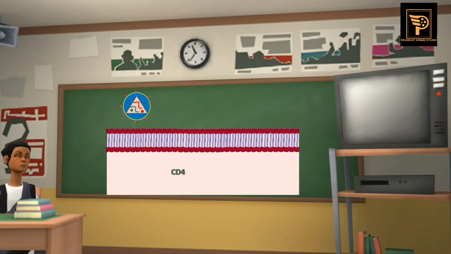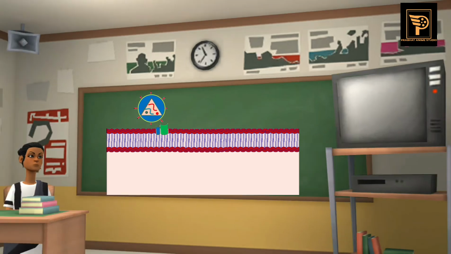And on the host cells, the CD4 cells are expressed along with the CCR5 co-receptors. Now this viral cell can bind to the CD4 cells, which is responsible for the stimulation and entry of this viral cell into the host cell. So after binding to these CD4 cells, the viral cell can enter and release its components into the host cell.